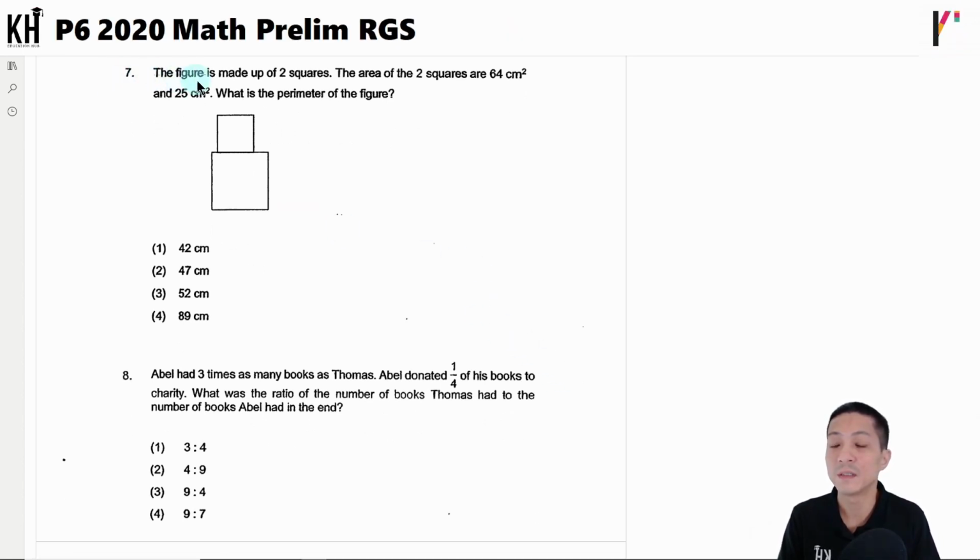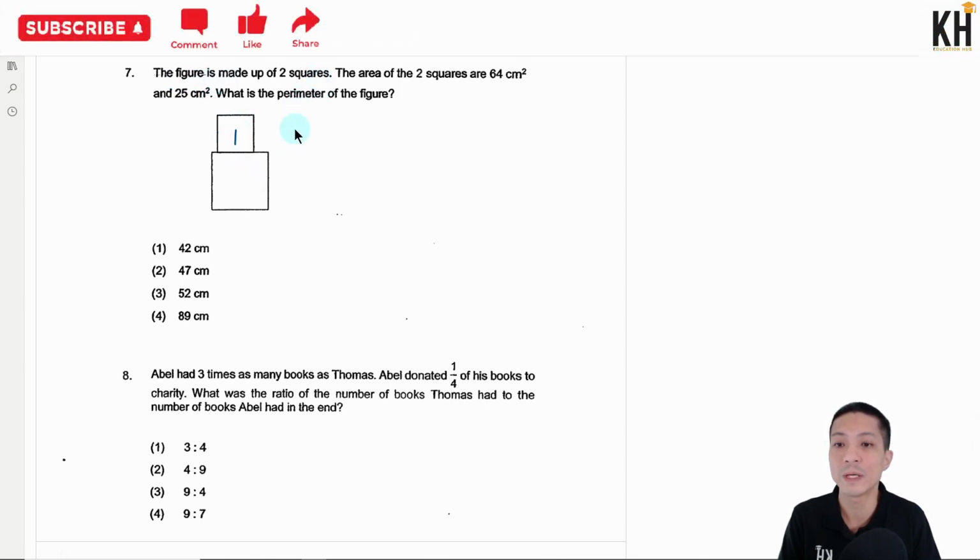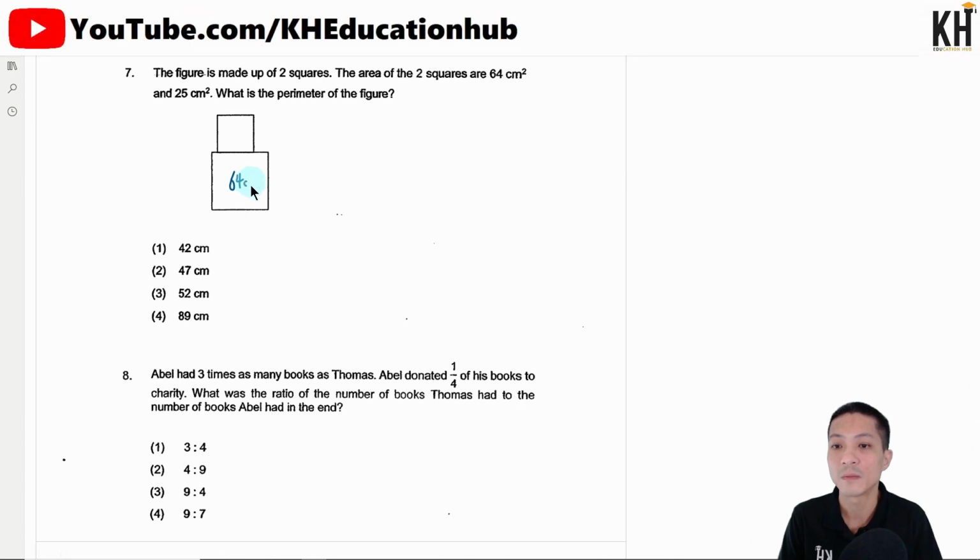Okay, question 7. The figure is made out of 2 squares. So this 1 square, 2 square. The area of the 2 squares are 64 square cm and 25 square cm. So this is 64 square cm and this is 25 square cm. What's the perimeter of the figure?